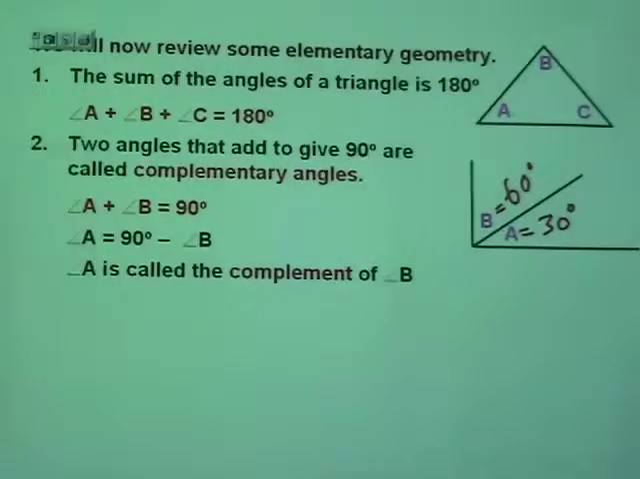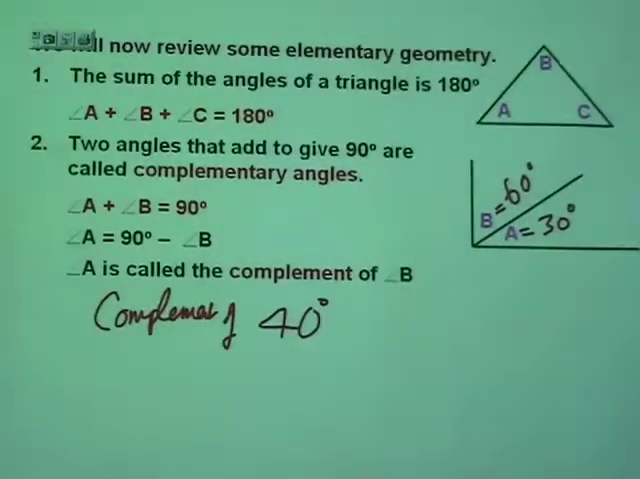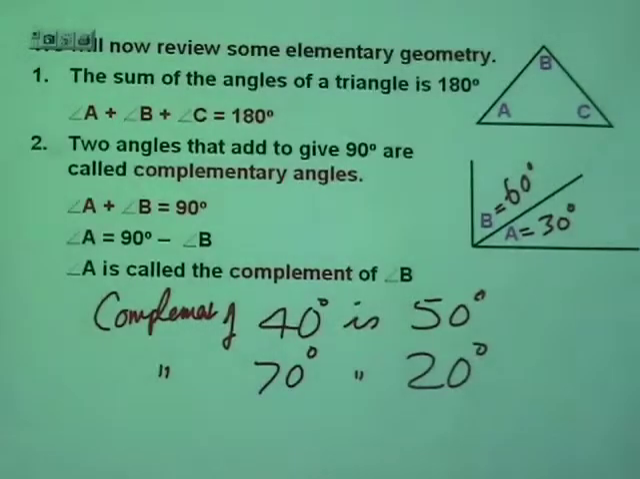Alright, tell me now, what is the complement of 40 degrees? The complement of 40 degrees is 50 degrees, because the two must add to give you 90 degrees. Alright, tell me, what is the complement of 70 degrees? The complement of 70 degrees is 20 degrees. Okay, let's move on.